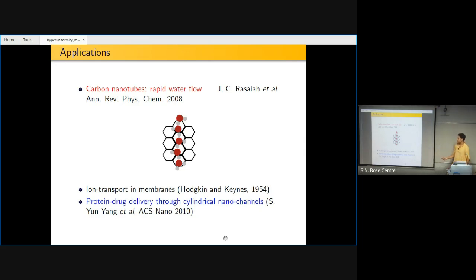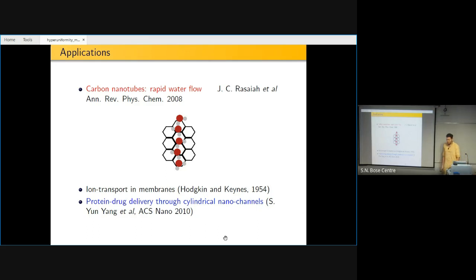Apart from this, historically, the first problem where single file motion was first talked about was basically the movement of potassium ions in biological membranes, the work by Hodgkin and Keynes. And also there are recent applications which talk about delivering protein-rich drugs to particular places through use of cylindrical nanochannels.